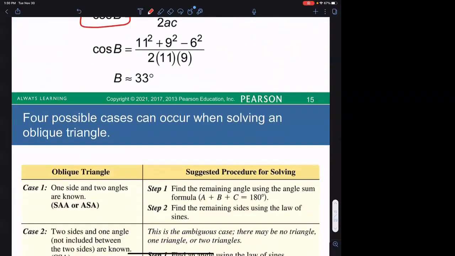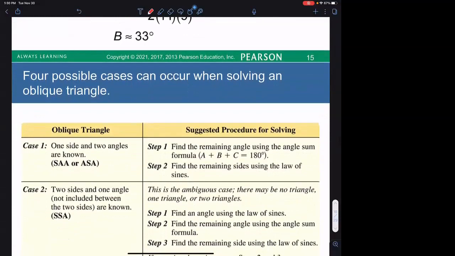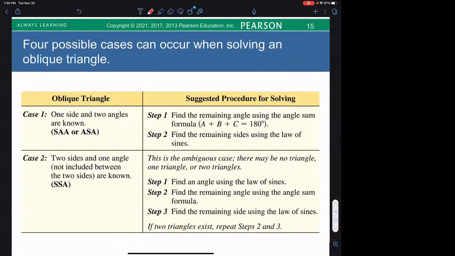Okay. So we have a nice summary here. 4 possible cases can occur when solving an oblique triangle. Again, oblique means not necessarily 90 degrees. As we saw when we're doing these solving processes, you could end up with a 90-degree triangle. But in general, if it's not known to be a 90-degree triangle, it's oblique.